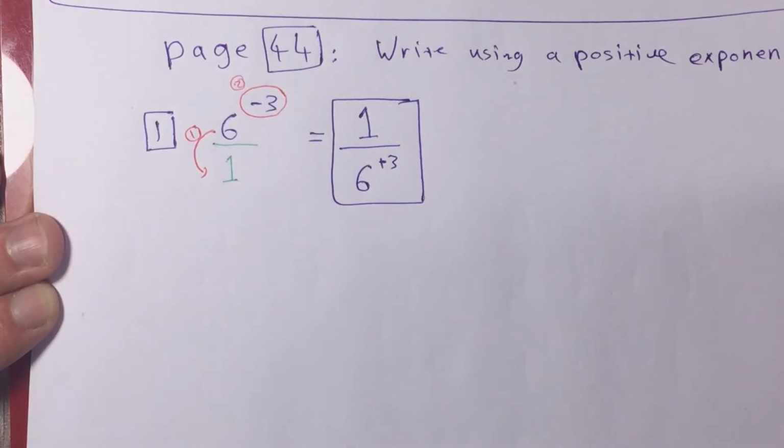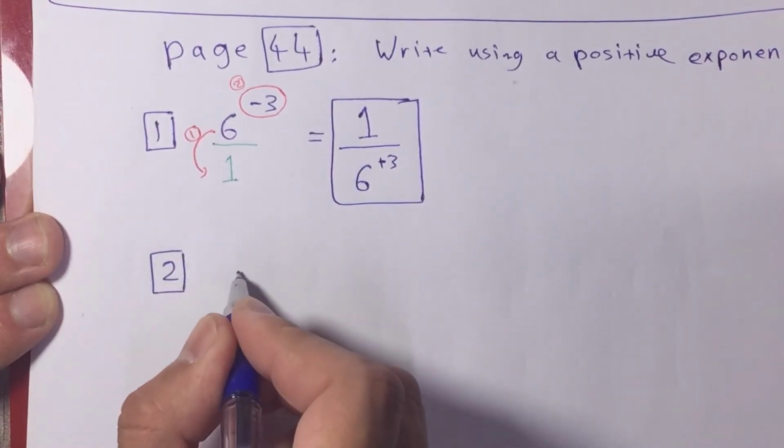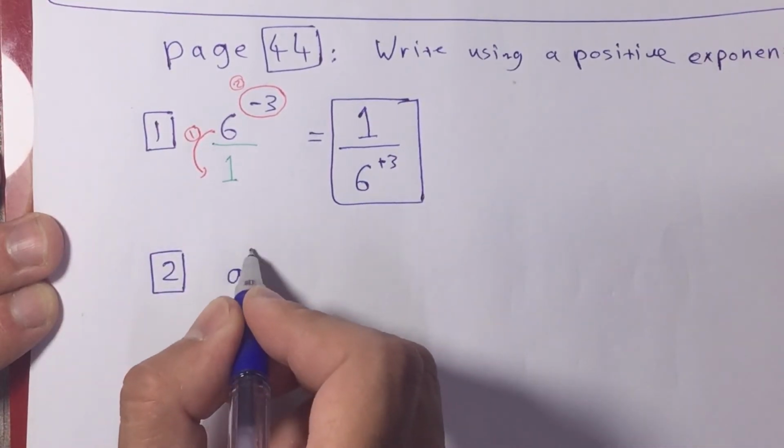Let's take another example. From the same page, we have example 2: a to the power of negative 5.